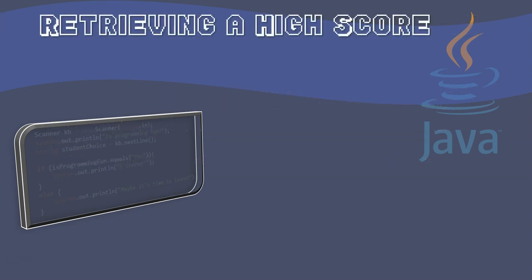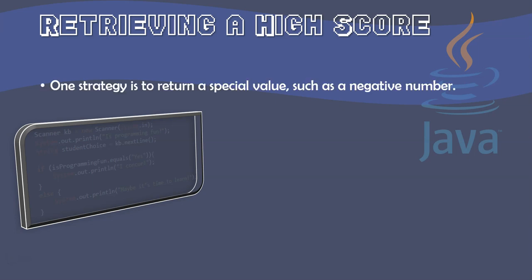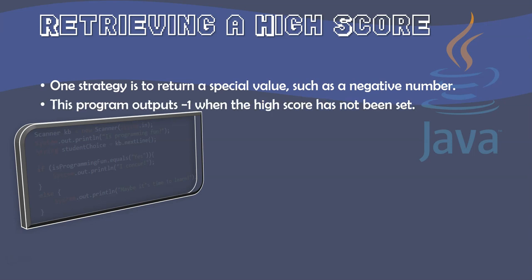Well, we obviously would want to first think about this. How did this function if we did have a score, right? We want to retrieve a high score. Well, one strategy that you can employ is you can say, you know what, we're going to return a special value such as a negative number. If there's no scores entered, we're going to say it's a negative number because normally scores are going to be probably 0 or higher. So the program would output then -1 when the high score has not been set.